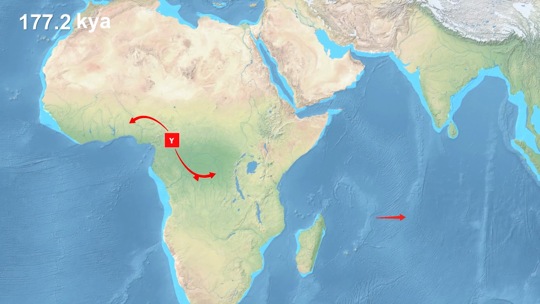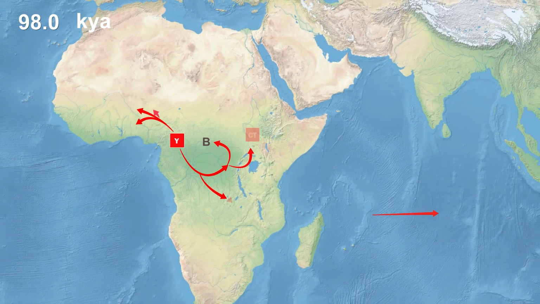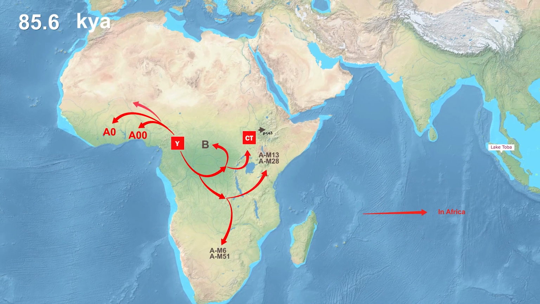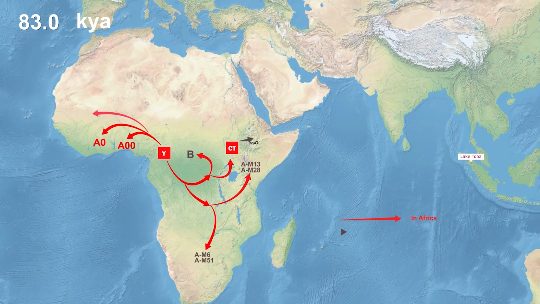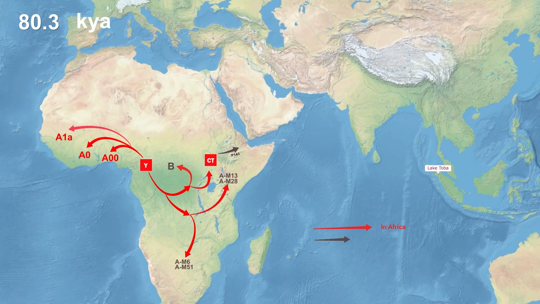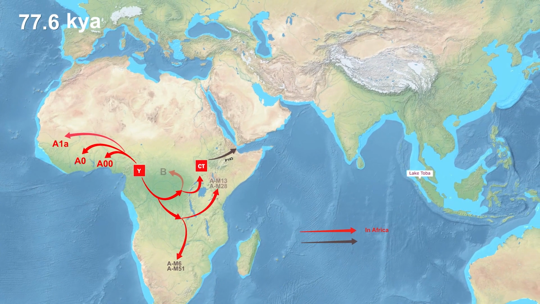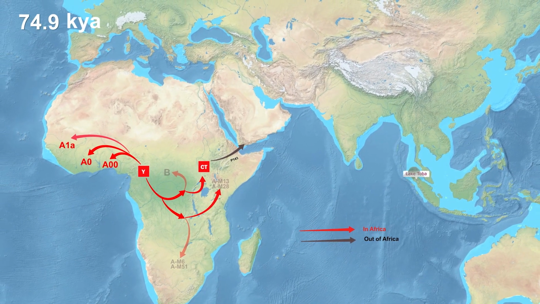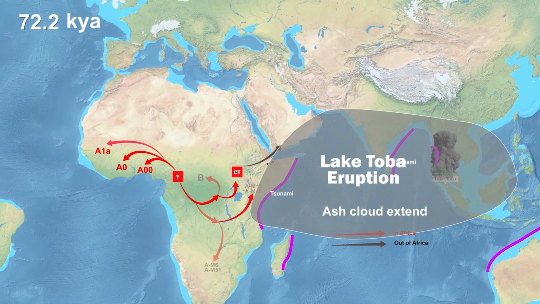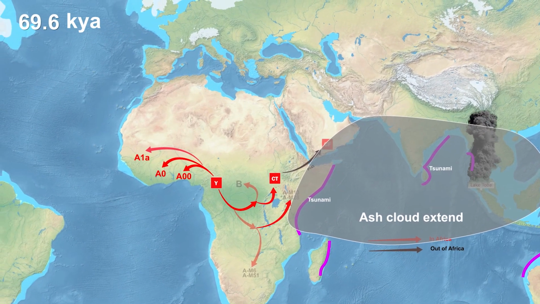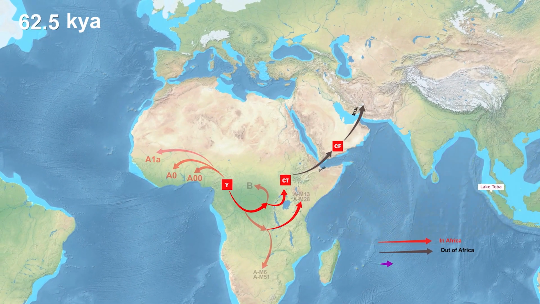Descendants of the Y chromosome Adam, who lived in Western Africa about 250,000 years ago, leave Africa. They were a very small group. It coincides with the explosion of Lake Toba on the Indonesian island of Sumatra. Arrows indicate the estimated pathways, and the letters above the arrows indicate their representative SNPs.